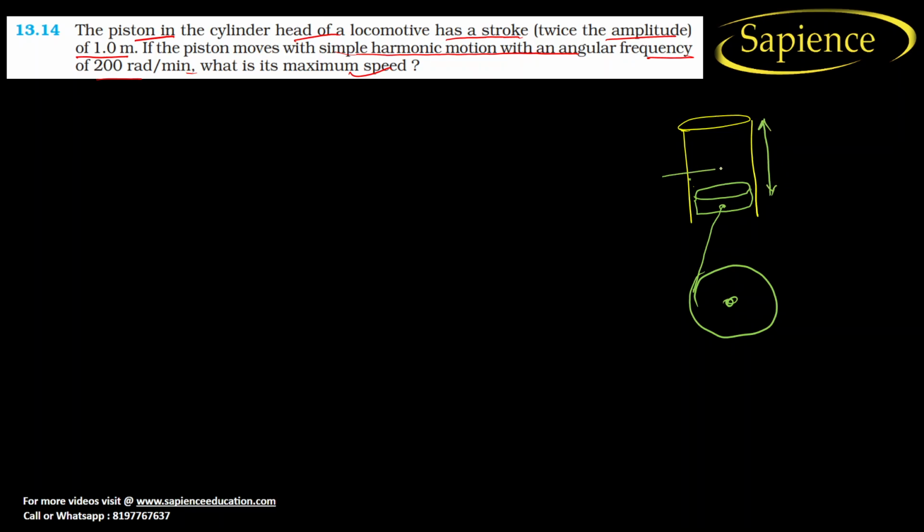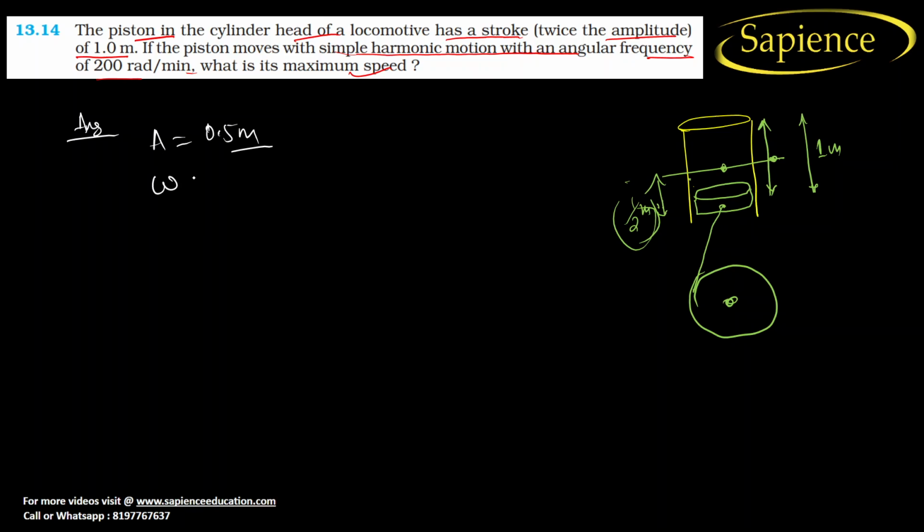The point about which this will go up and down is this point, the midpoint. So the total length is 1 meter. So the maximum amplitude will be half of this length, that is 1 by 2 meter. So the amplitude for this question will be equal to 0.5 meter.